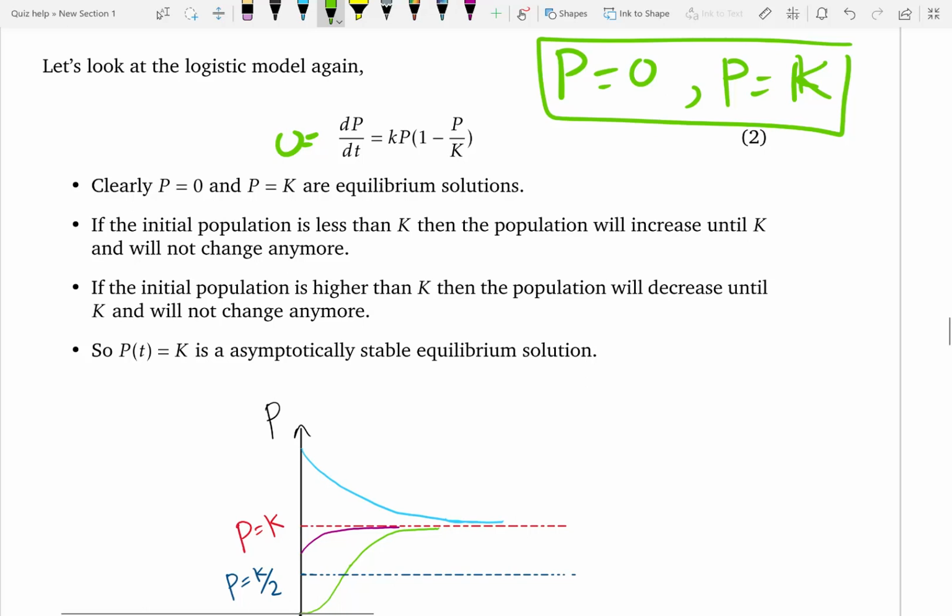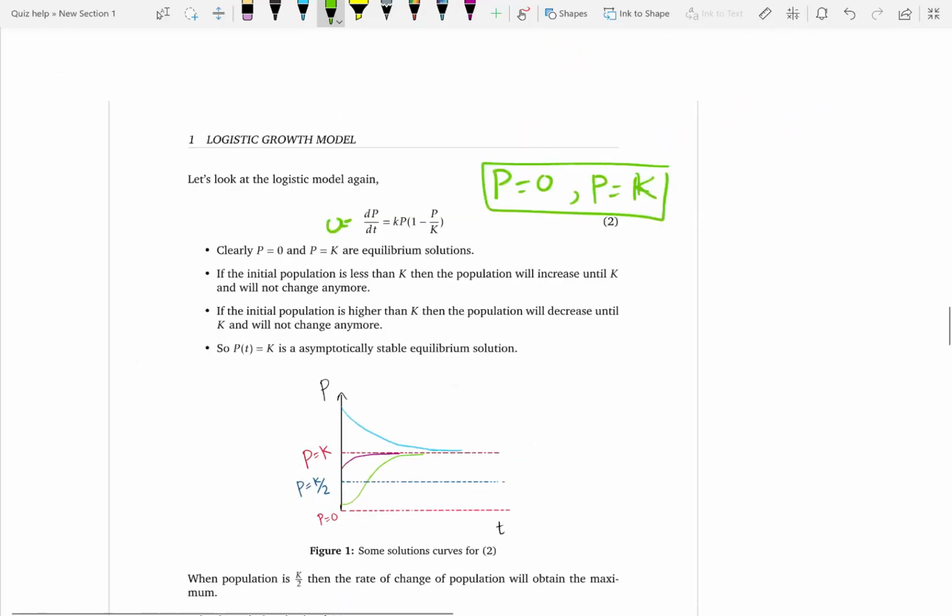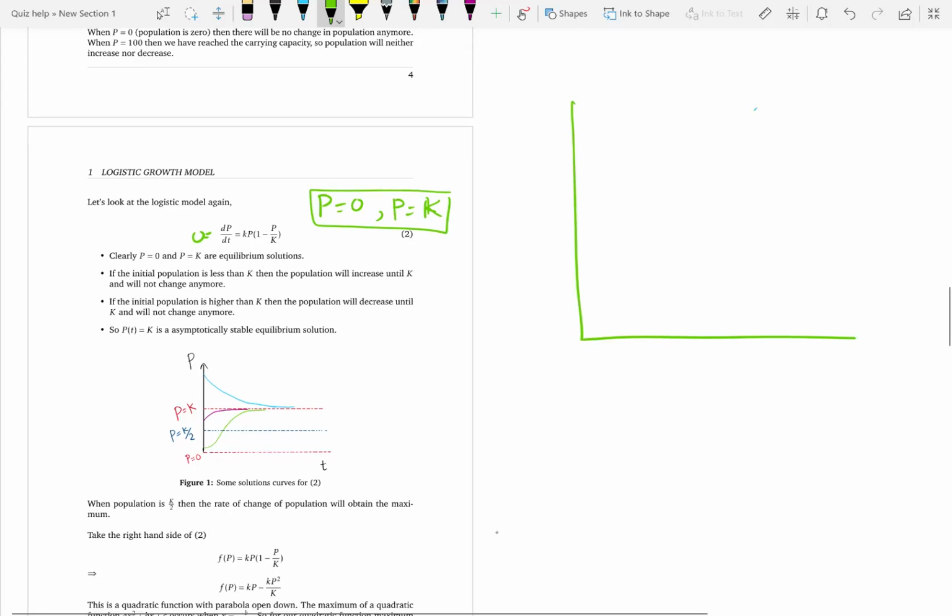Now, based on these facts, how do you think the slope field will look like? Well, think about this scenario. We have two special scenarios, P equals 0 and P equals capital K. When P is equal to 0, we will have horizontal slopes. Those are the equilibrium solutions. The rate of change is 0, so we have horizontal slopes.